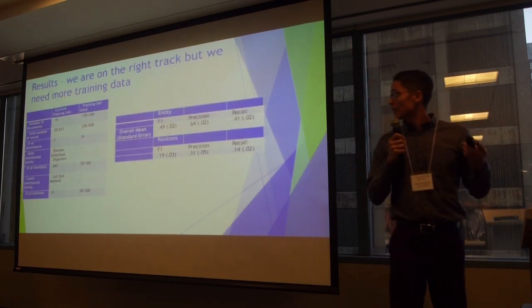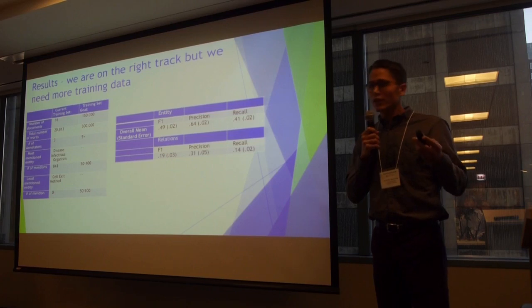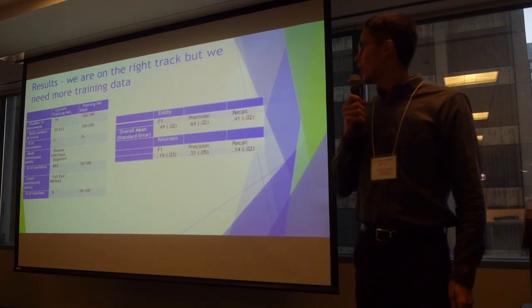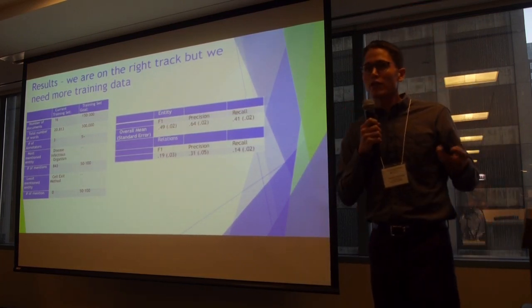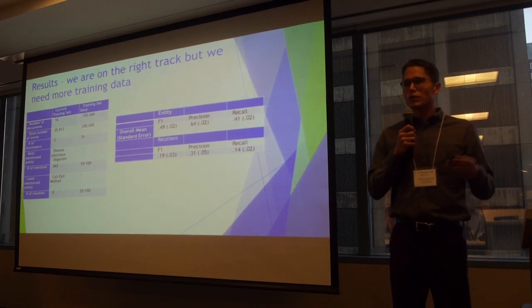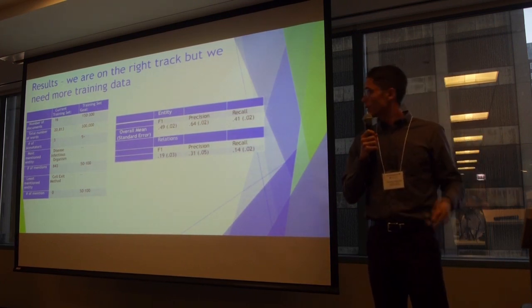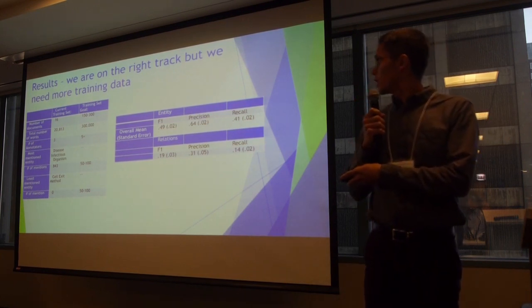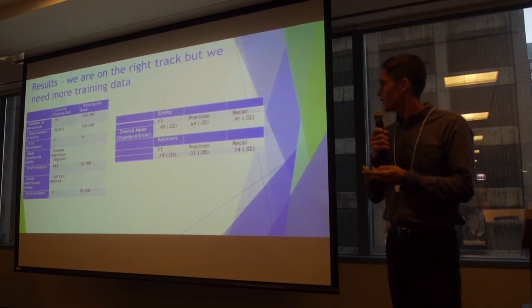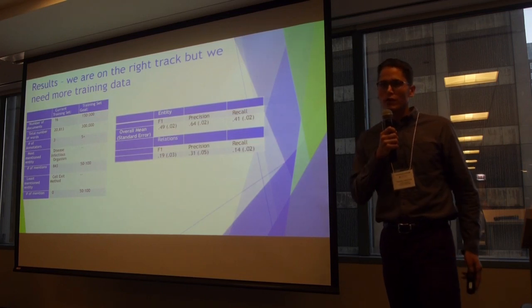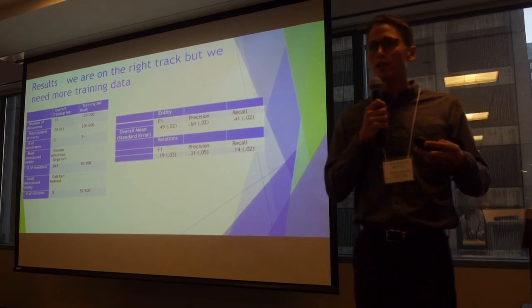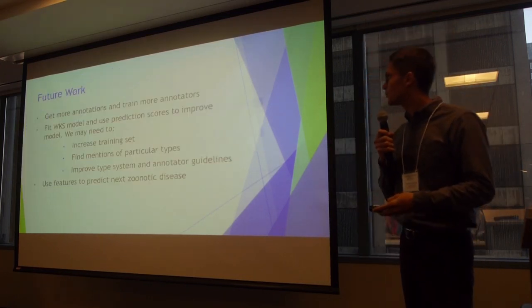Where are we right now? We have the type system fully developed, but we're currently in need of more training data. Like I said, we need 300 human annotated documents, so we're in the process of training new annotators to get this training data for us. Based off of our small amount of training data, we are getting pretty good results, which is a sign that our type system and annotations are on the right track.